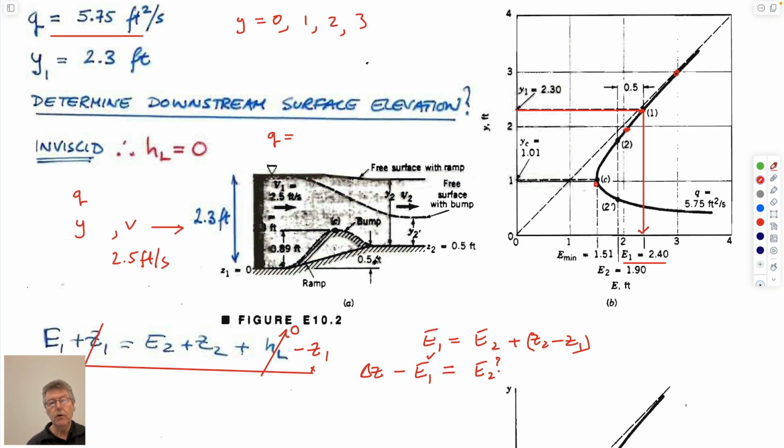And so if you go up a ramp of 0.5 feet, you can imagine that what you're doing is you're moving this direction 0.5 feet, right? So this is E1, which we have. We want to calculate what E2 is, and that will allow us to calculate the depth. And so we subtract off E1. I guess this is minus.